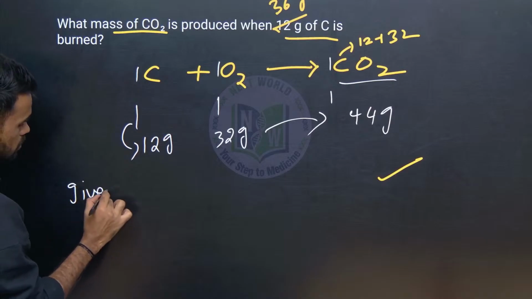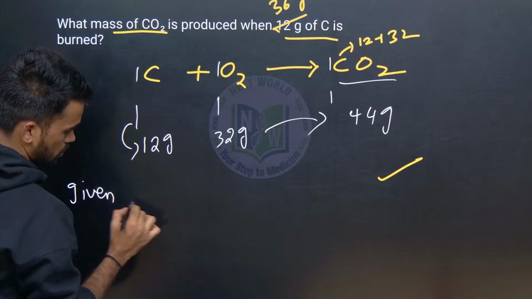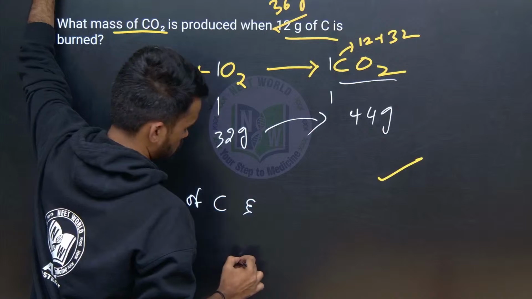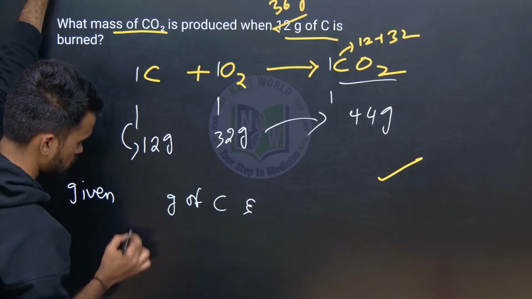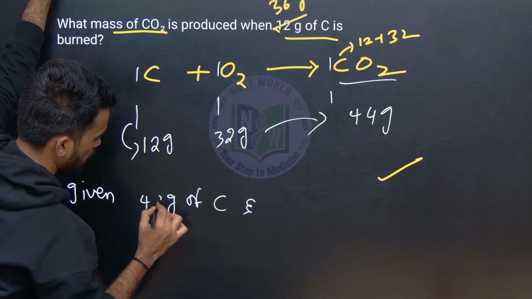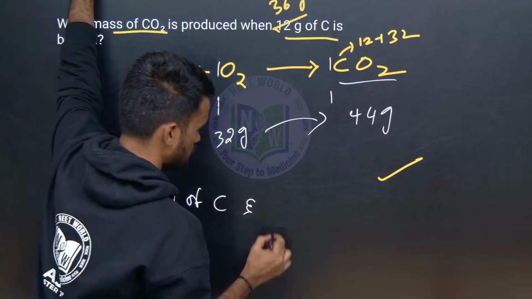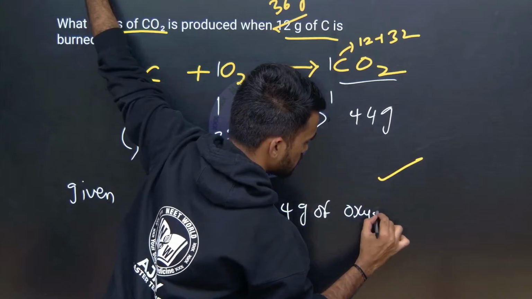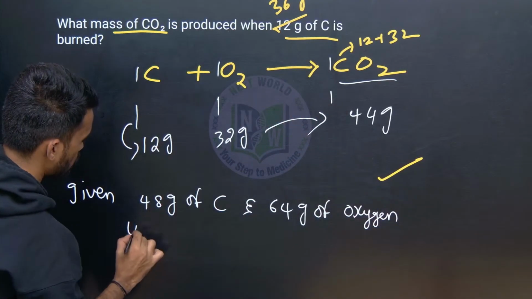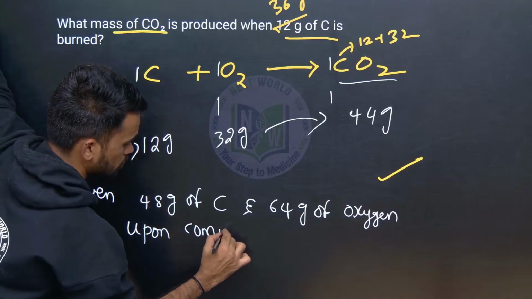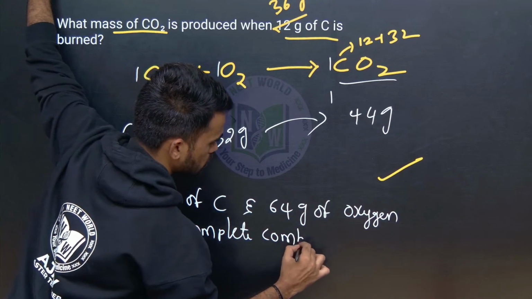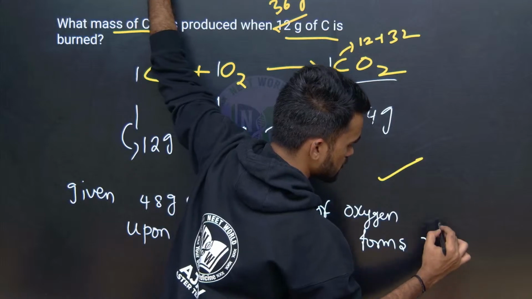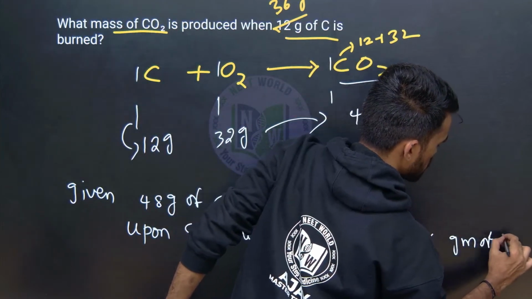Given 12 grams of carbon, not 12, let us say 48 grams of carbon and 64 grams of oxygen, upon complete combustion forms X grams of CO2.